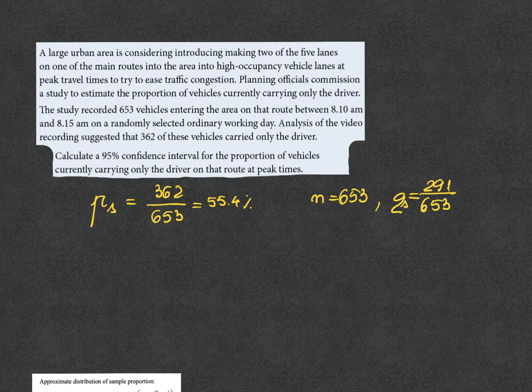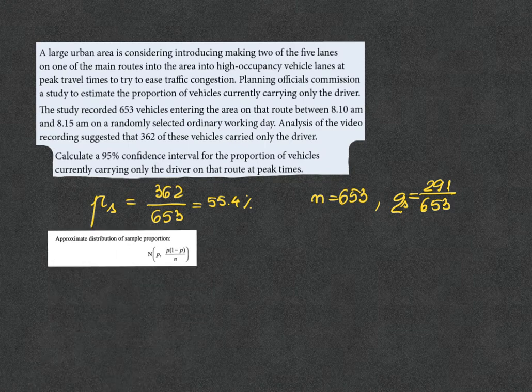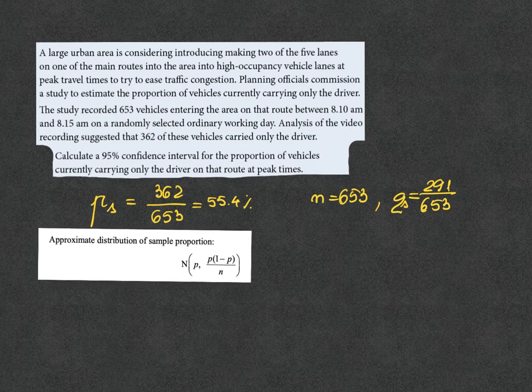Now PS, all proportions from all samples will form a distribution. And this distribution is in your formula booklet. It's called the approximate distribution of sample proportion. The distribution of PS is normal with mean P and variance PQ over N, where P is the probability of success and Q is the probability of fail. In our case, P is PS and Q is QS.